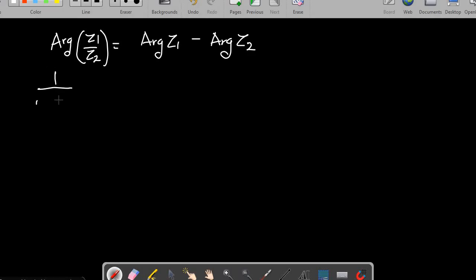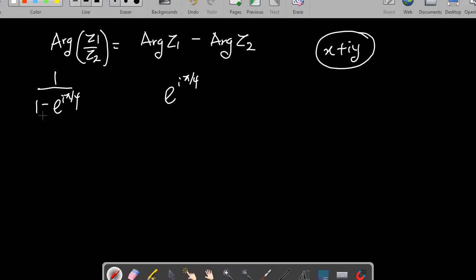Now we have 1 over 1 minus e raised to power i pi over 4. Even this is still complex to analyze, so to make this easy for ourselves, let's convert e raised to power i pi over 4 to rectangular form, I mean to x plus iy, so it is easier to relate. To convert it to rectangular form, let's convert it to polar form first. Polar form is r, don't forget, cos theta plus i sin theta. Now r is the modulus. The modulus is 1.